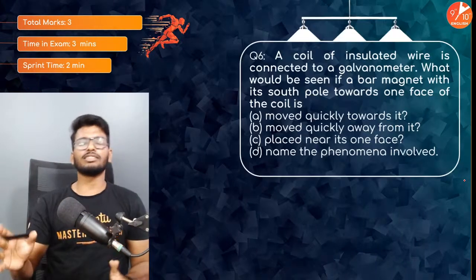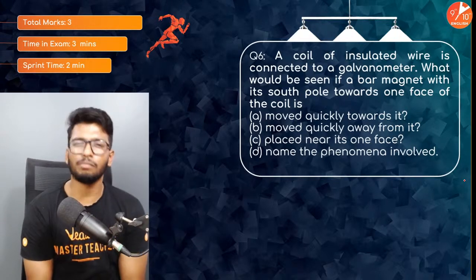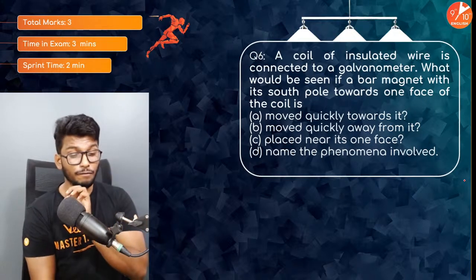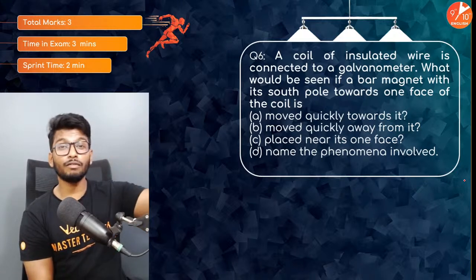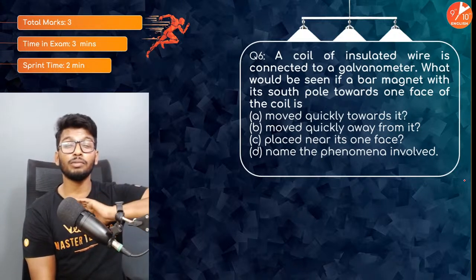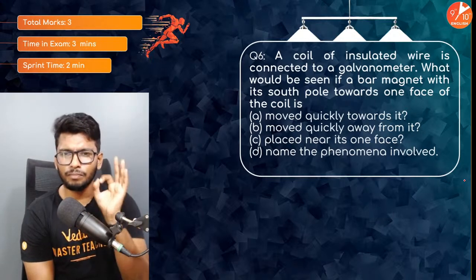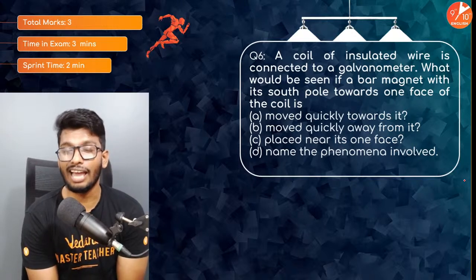All right, let's go on to the 6th question, guys. Again, 3 mark, 3 minutes time in your exams. We will try to do it in less than 2. This is actually a very straightforward question. Such an easy question this is. If you know the concept of electromagnetic induction, this shouldn't be a problem at all. This is very straightforward, very simple. The question is, a coil of insulated wire is connected to a galvanometer.